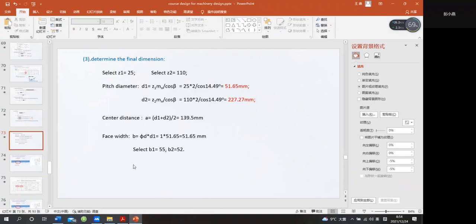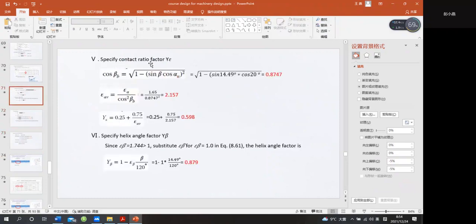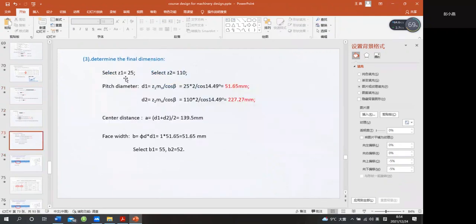So when we use contact stress to design the diameter of the gears, D1 has been modified twice, and when we do the bending stress check, we modify the number of teeth Z, and then we modify again to obtain the calculated minimal diameter, and then we calculate the center distance and face width. So this is the final values for D and B.